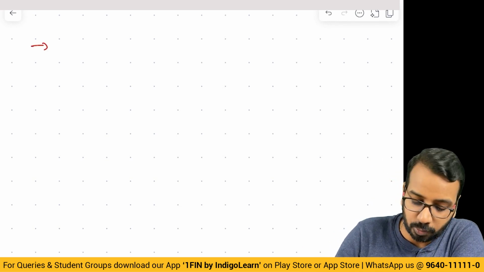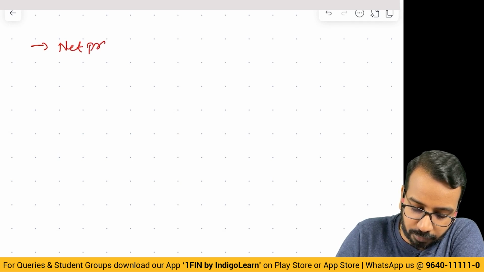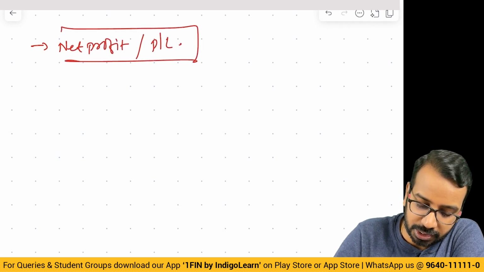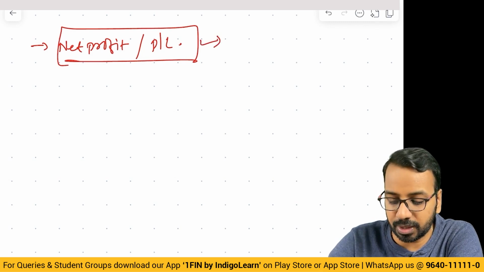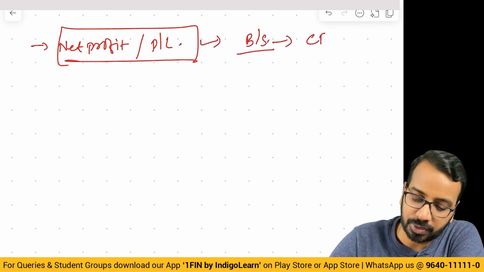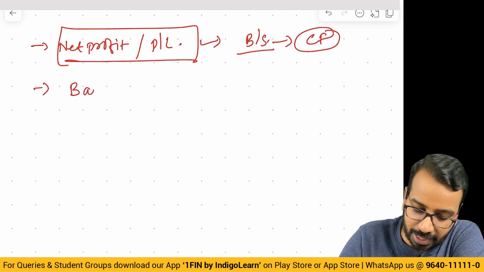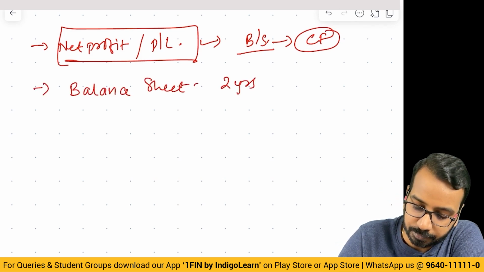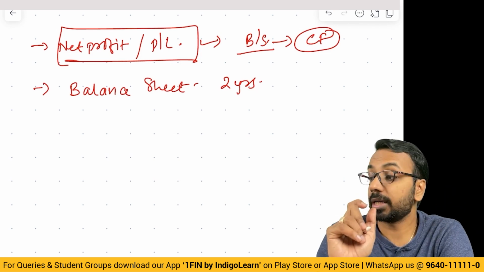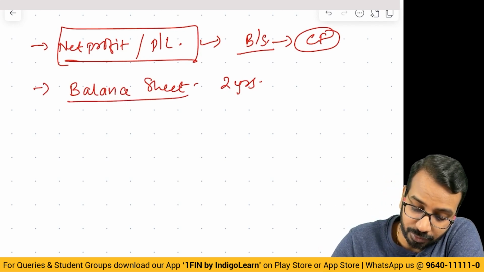Other than the direct method, one case could be where they directly give you the net profit, or they will give you the P&L itself, along with balance sheet information, and from this you will prepare the cash flow. The second category is where they will give you only the balance sheets of 2 years. They will not give you the P&L, or tell you what the net profit for the period or the year is. They will only give you the balance sheet.